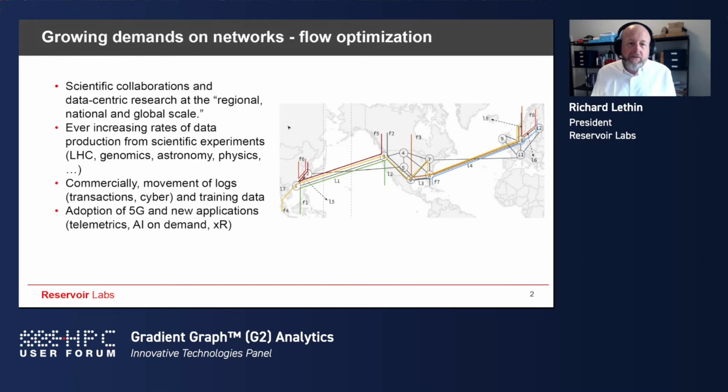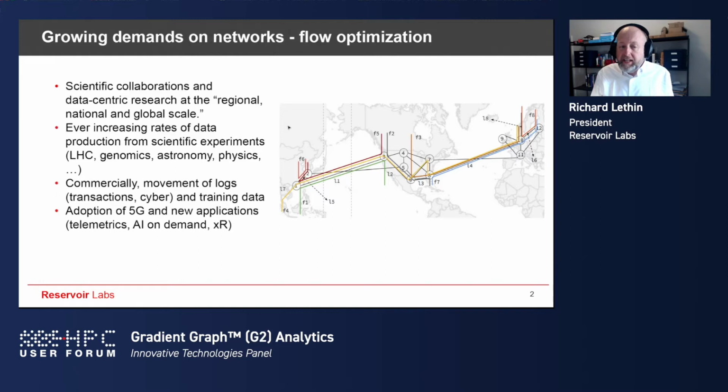Okay, so for high performance computing, we see this incredible demand getting created to move data around global networks. There are research and education networks. There are also commercial networks. This is a picture of Google's B4 WAN that was published in 2017.